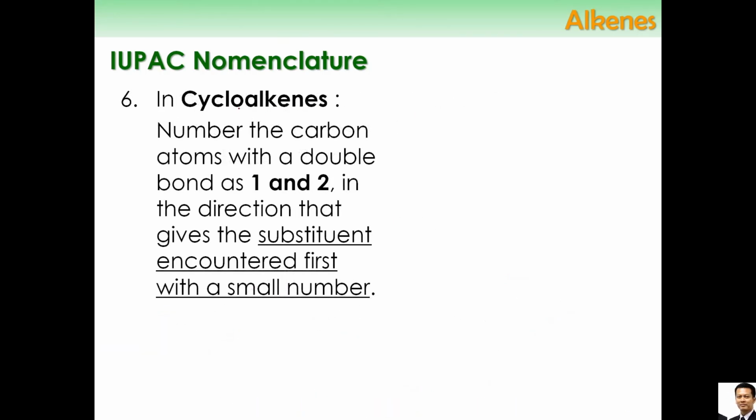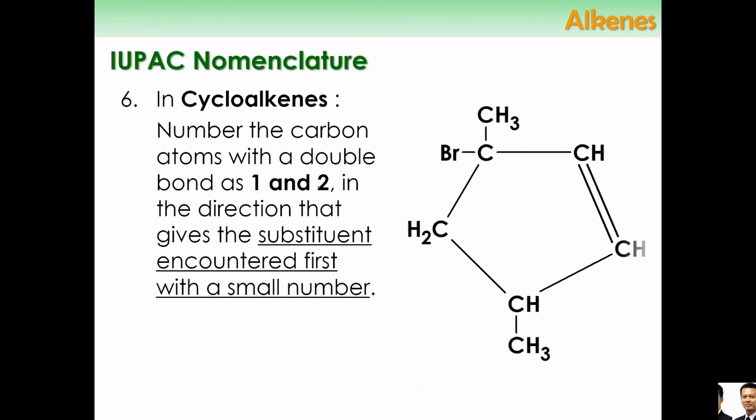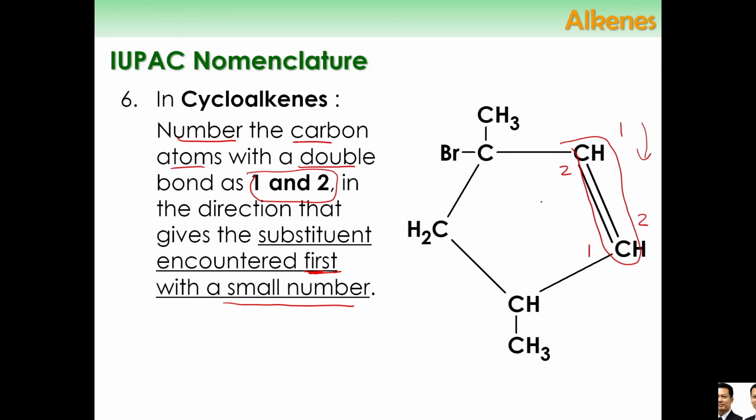Okay, what about cycloalkene? For cycloalkene, for example, this structure, you should number the carbon atoms with the double bond as number 1 and 2, in the direction that gives the substituent that you see first the smaller number. For example, you can count 1, 2, or 1, 2. You can go like this or like this, counterclockwise or clockwise. So which one do you want to choose? It depends.